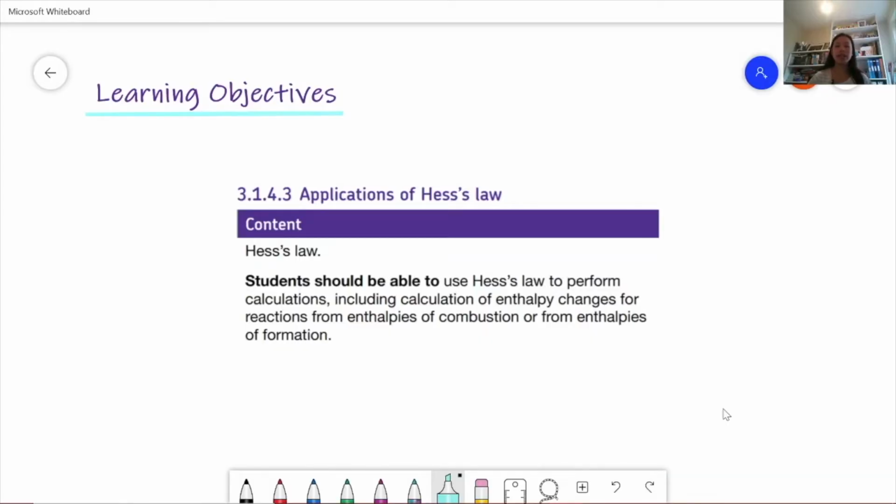We're going to be learning about Hess's law, and this is today's learning objective. It's to be able to use Hess's law to perform calculations, including calculation of the enthalpy changes for reactions from enthalpies of combustion or from enthalpies of formation.